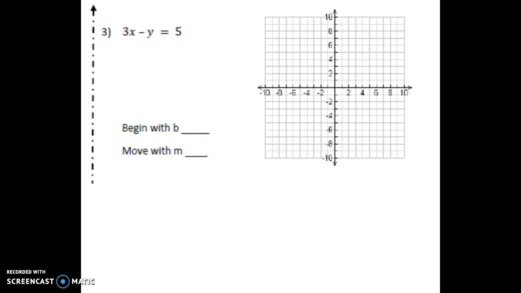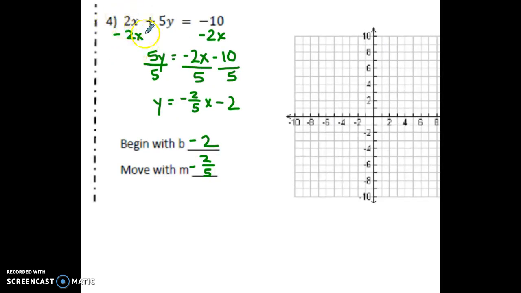So, moving on, question 4. We have to move our 2x term to the opposite side. Notice both of these terms are now negative. Negative 5y, we still have to get rid of that coefficient of 5. So when we divide, remember, you're oftentimes going to get a slope value that does not reduce. So negative 2 divided by 5, and we're going to leave it a fraction, negative 2/5. Negative 10 divided by 5 gives us our beginning point at negative 2.